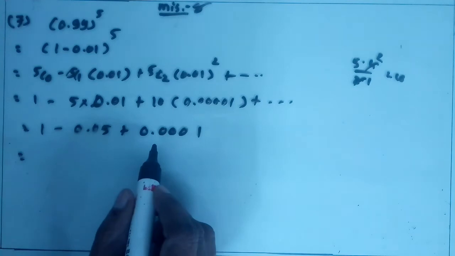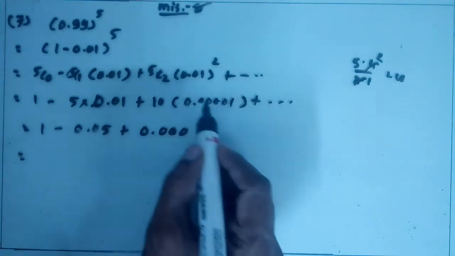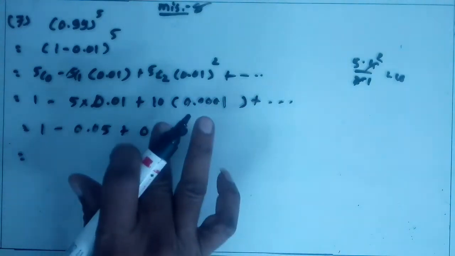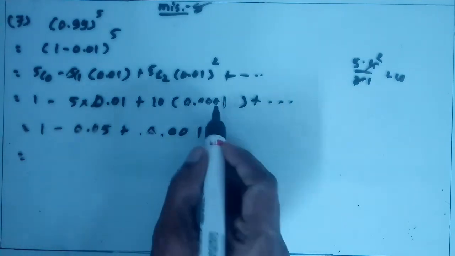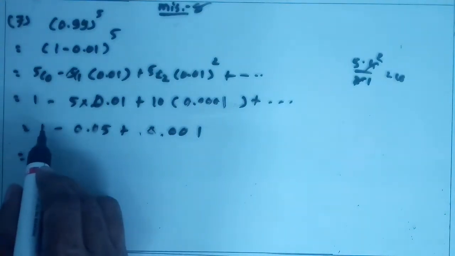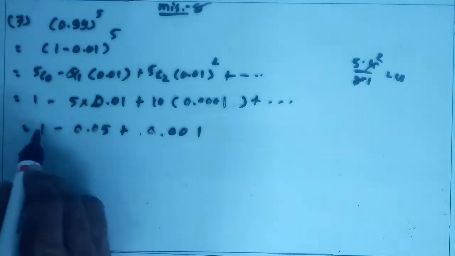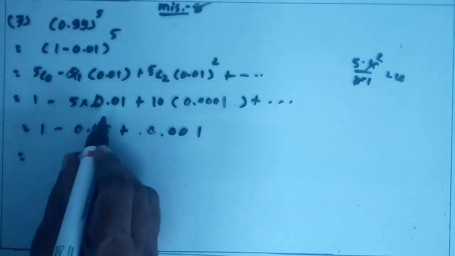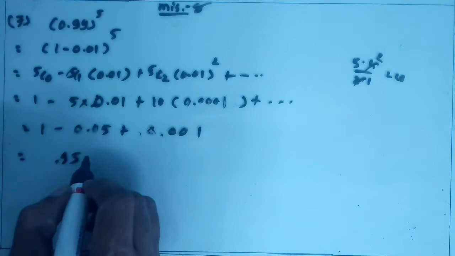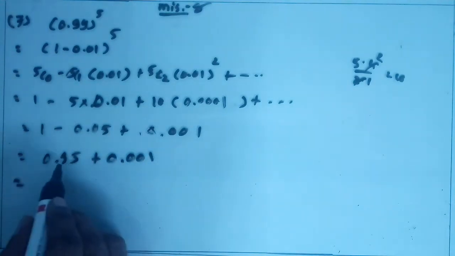Now simplify this here. 10 into 0.0001 becomes 0.001. Clear? So now simplify this. 1 minus 0.05, subtract 0.05 from 1, we get 0.95. 10 minus 5 becomes 5, 9 minus 0 becomes 9, plus 0.001. So now take addition.